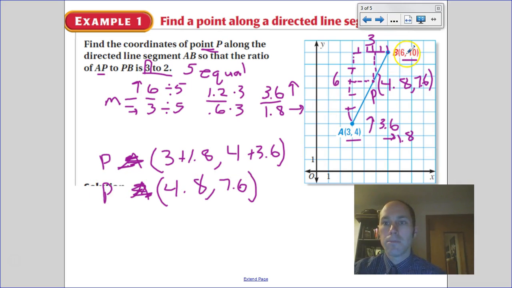Notice I could have taken point B and gone backwards, but then I would have only wanted 2 parts. So I would have had to recalculate, instead of times 3, times 2. And then I would have needed to go backwards, left 2 parts and down 2 parts. Okay.